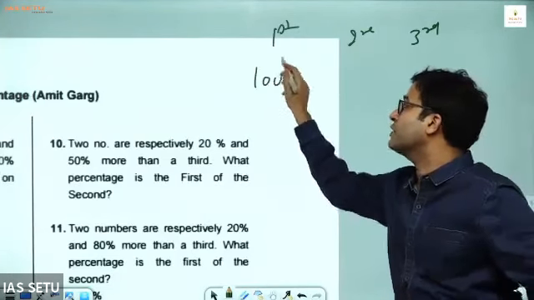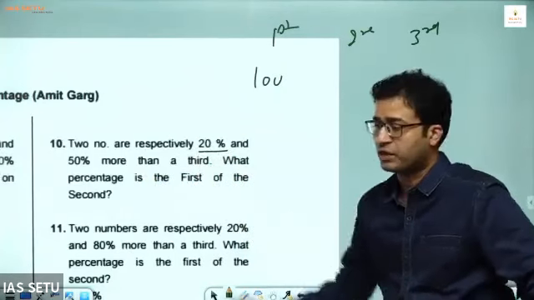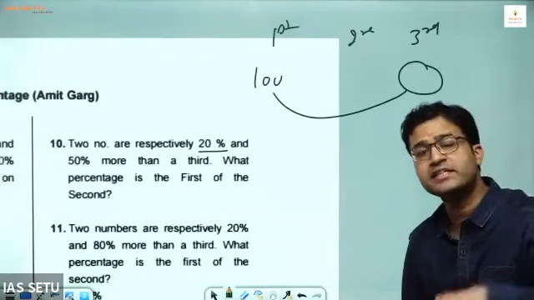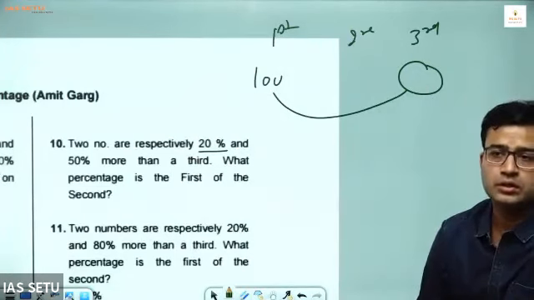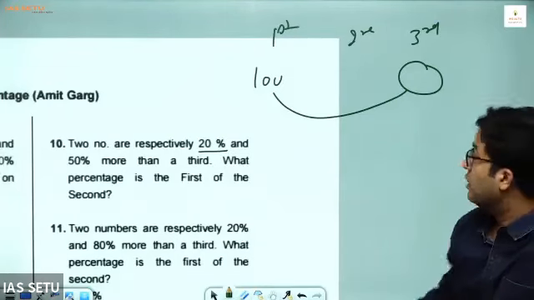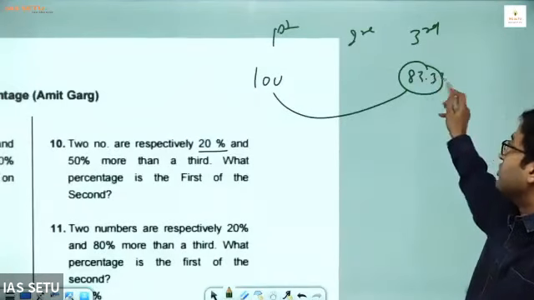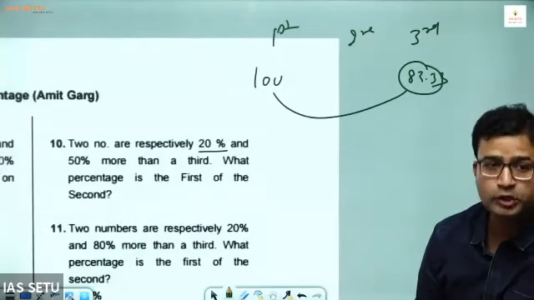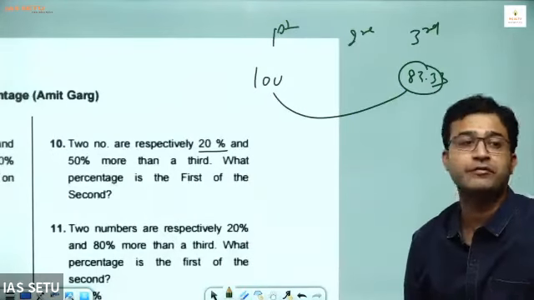But one more thing, some students assume either the first number X or 100. If you assume the first number 100, it is given two numbers are respectively 20% and 50% more than the third. So 100 is 20% more than the third. If I ask you to calculate the third number, it will be difficult. Some students will say 80, 120. It will be a decimal value. थोड़ी कैलकुलेशन डिफिकल्ट है, it will come 83.33. तो डोंट गो विथ फ्लो. Read the question, understand the question, then you have that solution which will save your time.